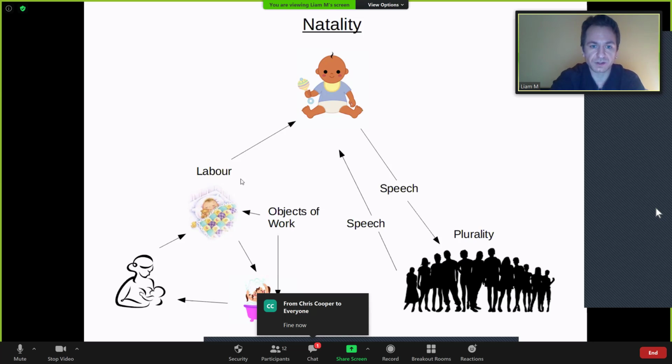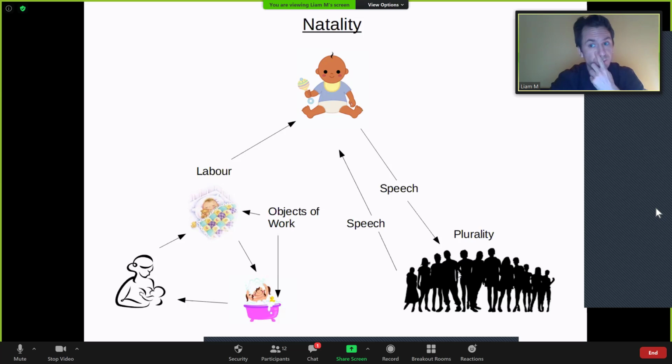And so these are impressed upon us as a child. But our first engagement with humanity, and this is what natality is all about, is in terms of speech. And we engage with speech in terms of the plurality of people of the human world. And plurality is different from multitude.